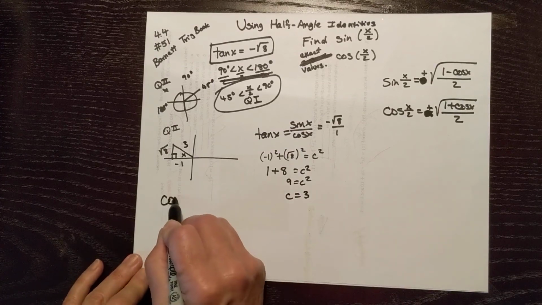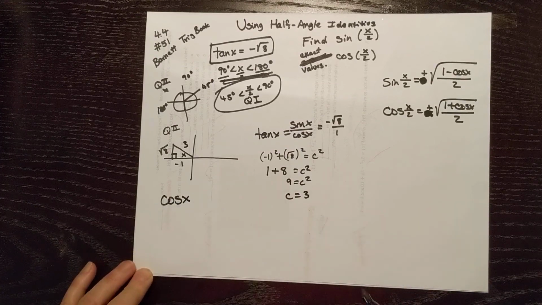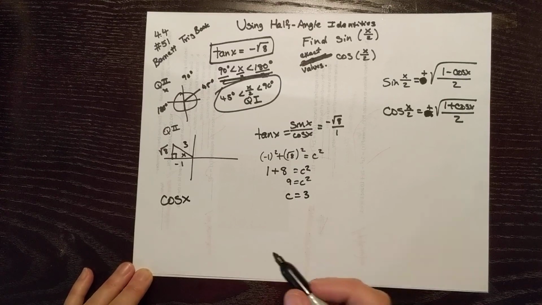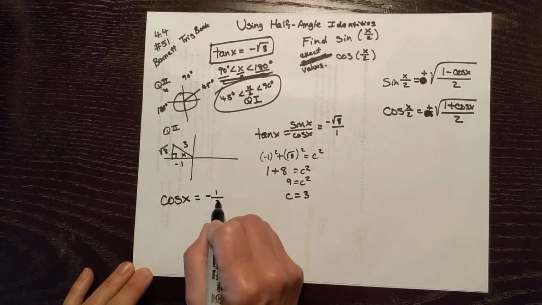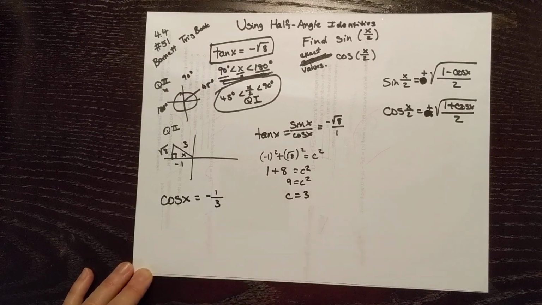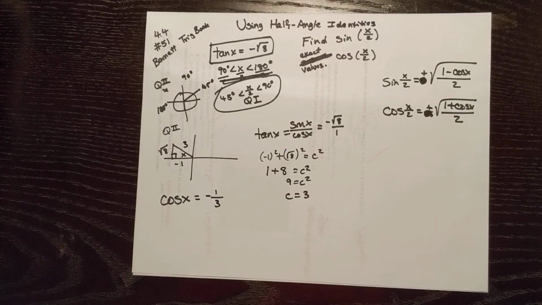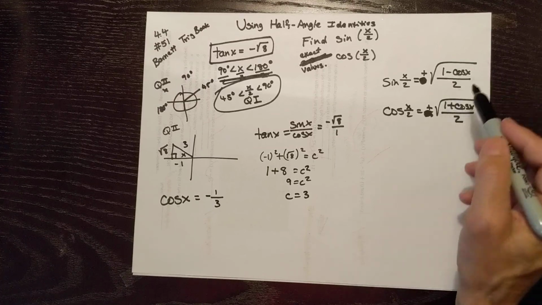If I need to know what the cosine of angle X is, I know cosine is adjacent over hypotenuse. So the cosine is going to be negative 1 over 3. So that's what that is. Let's see here. What do I need to do now? The cosine of x is negative 1 over 3. So now I'm going to plug this in this formula.